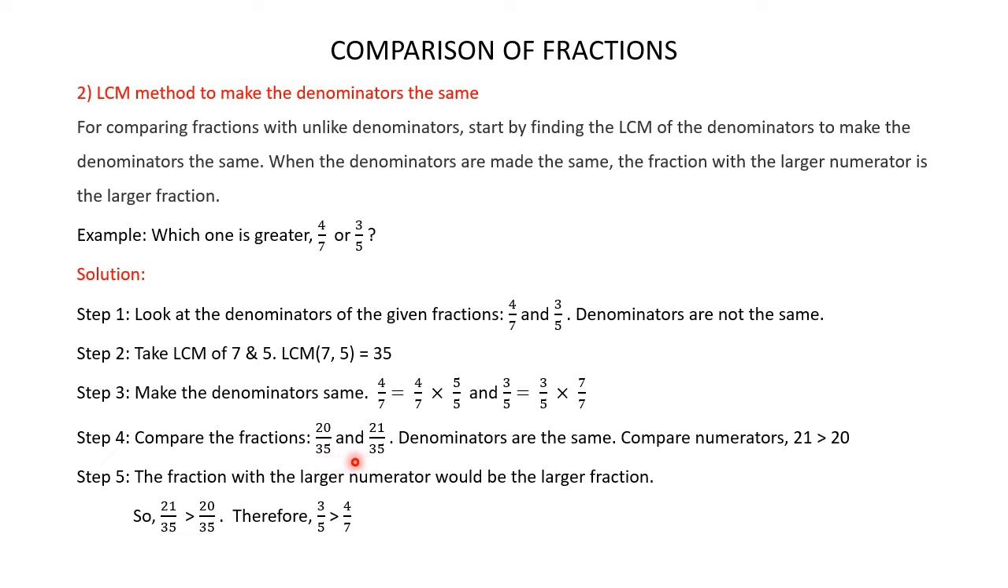Since the denominators of both the fractions are the same here, you have to compare the numerators. So when you compare the numerators, you'll see that 21 is greater than 20. So 21 by 35 is greater than 20 by 35 because the fraction with the larger numerator will be the larger fraction. So if 21 by 35 is greater than 20 by 35, it means that 3 by 5 is greater than 4 by 7. Hope you understood this LCM method to compare the fractions.